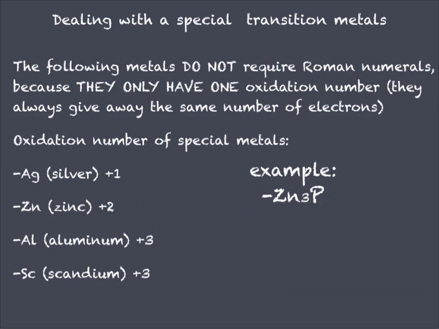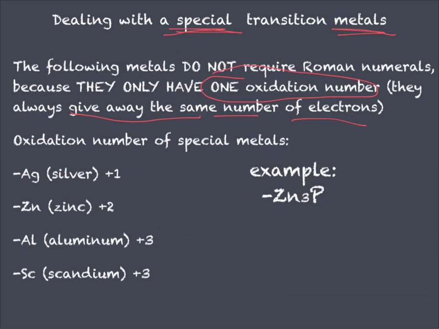Okay, but what about all those special metals that I told you about that do not belong in group 1 or 2, that are either the transition metals or the other metals that always have 1 oxidation number, which means they are always going to give away the same number of electrons.